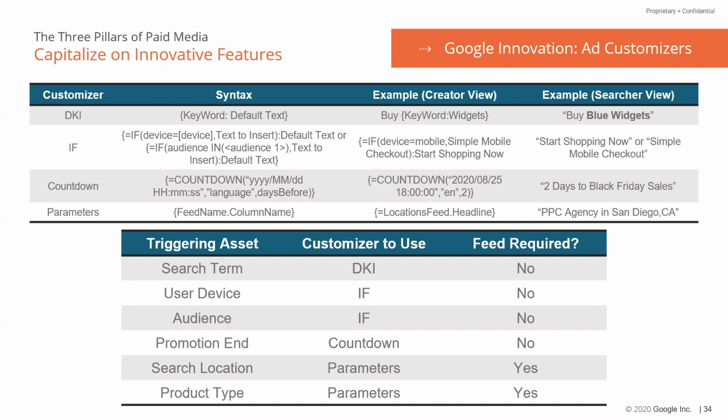And then lastly, parameters. That's a situation where you're uploading, let's say, all of the cities and states within the United States in the business section, and then dynamically inserting the location of the searcher within the ad to make it most relevant for the user. As far as which feed, the feed is only required when you're using search location or product types. The rest of them, there is no technical feed setup.